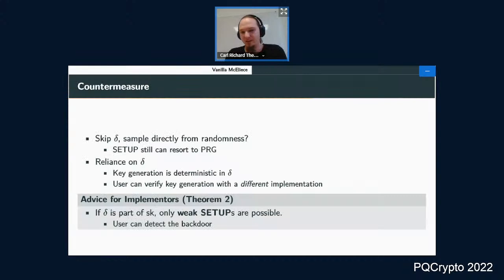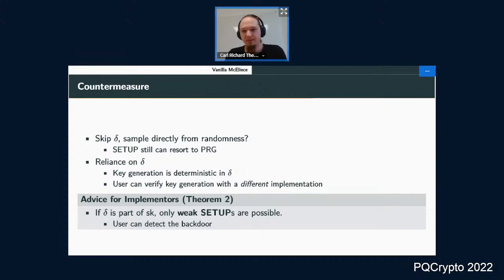So, this brings us to an advice for everyone who implements McEliece-like crypto systems and also wants to standardize them: if the delta is part of the secret key and has to be stored along with it, then only weak setups are possible, which in the terms of Adam Young and Moti Yung means that the user is actually able to detect the backdoor, in this case by rerunning the key generation.